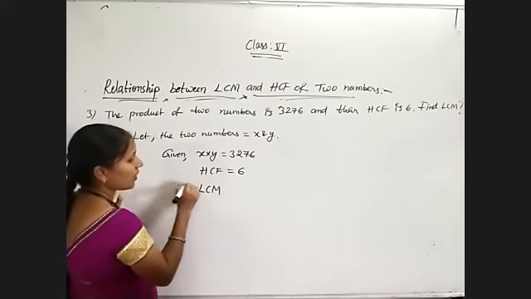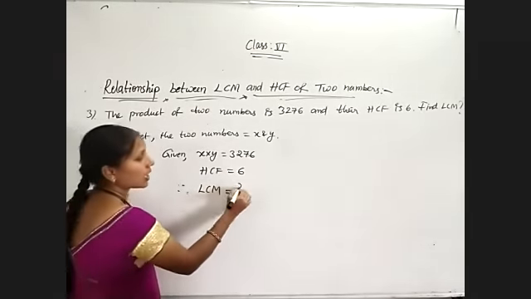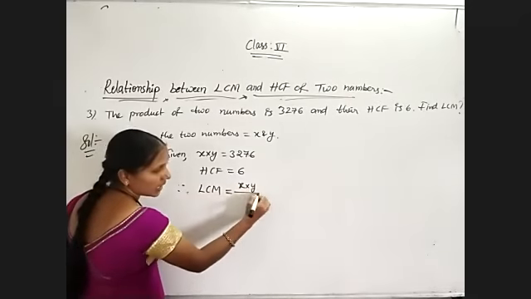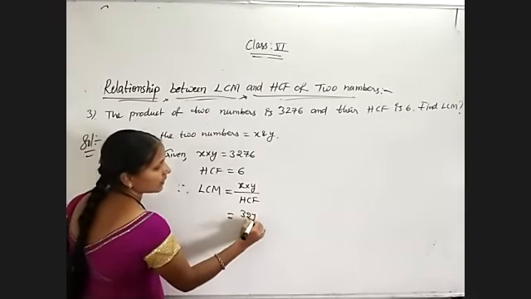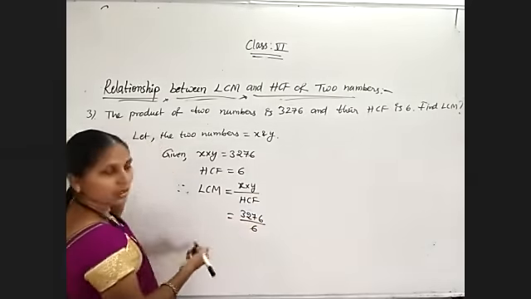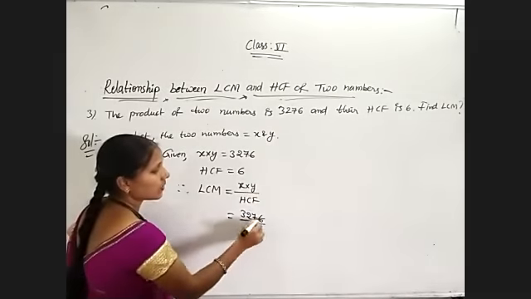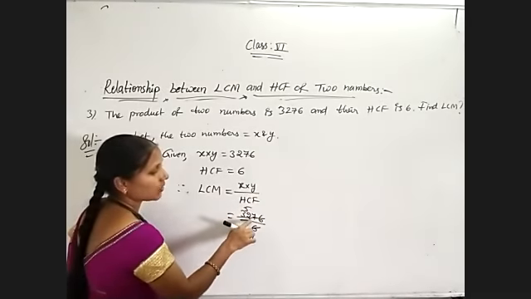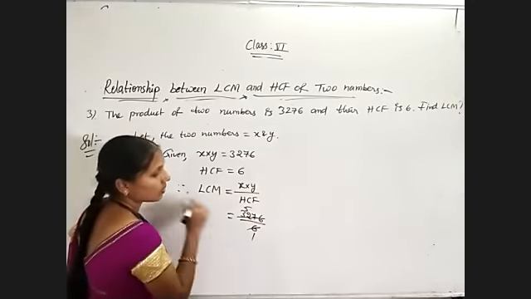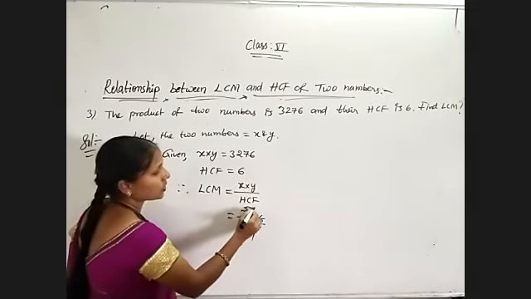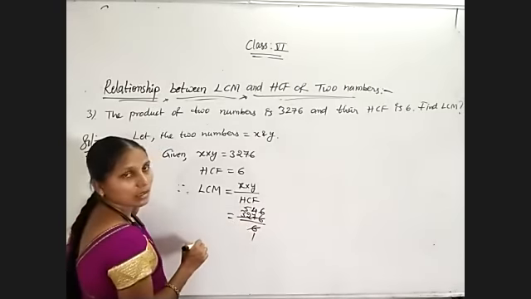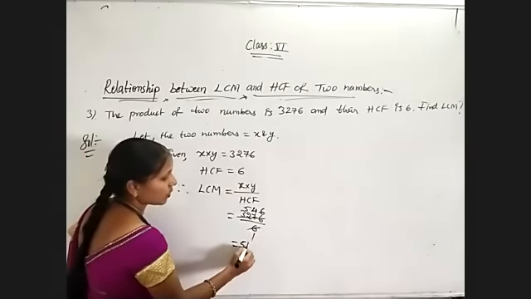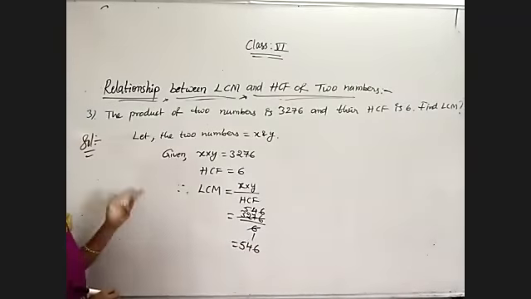So what is the formula for LCM? Product of two numbers by HCF. So that is 3,276 by 6. Do the cancellation. 6 1s are 6, 6 5s are 30. 27 I had. So 6 4s are 24. 36. 6 6s are 36. Okay. So the LCM of those two numbers is 546.